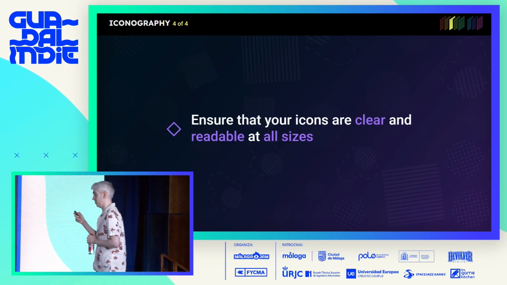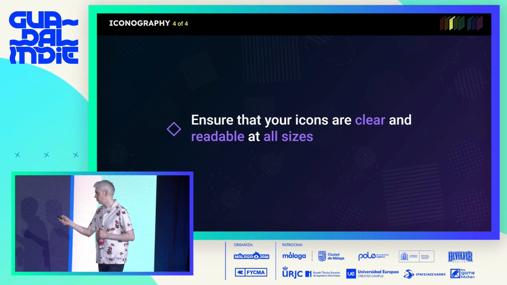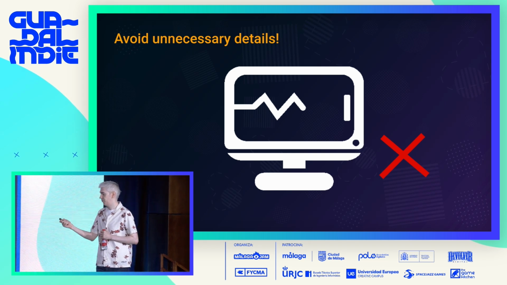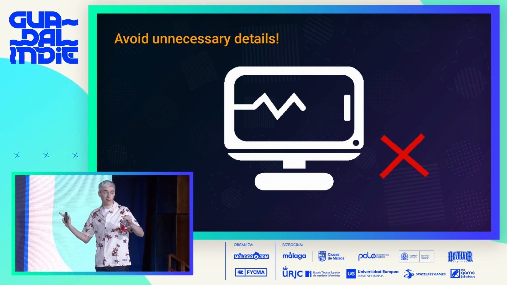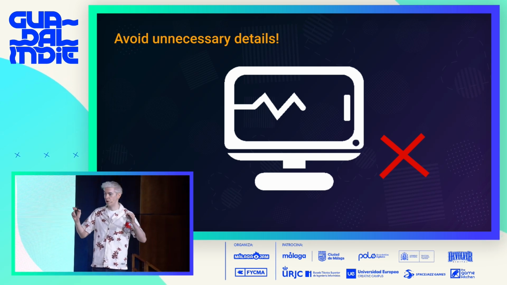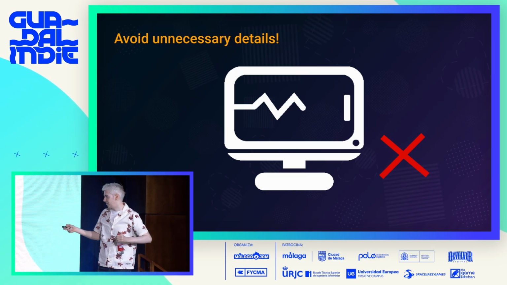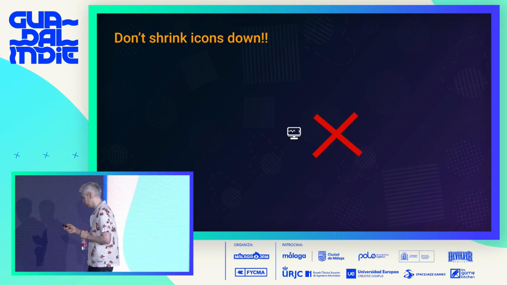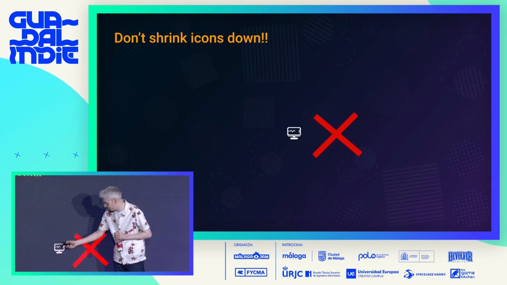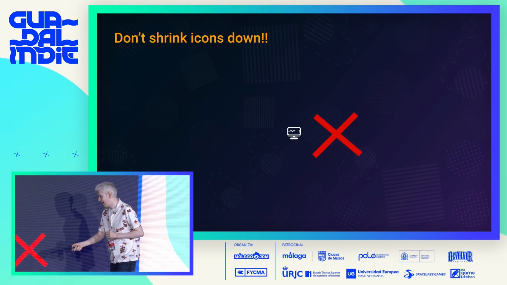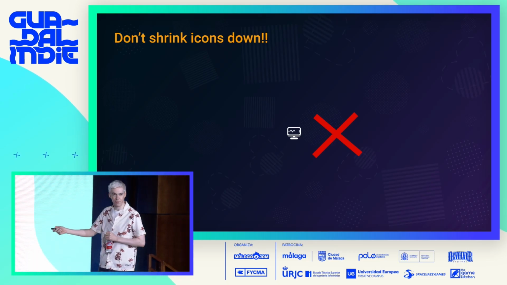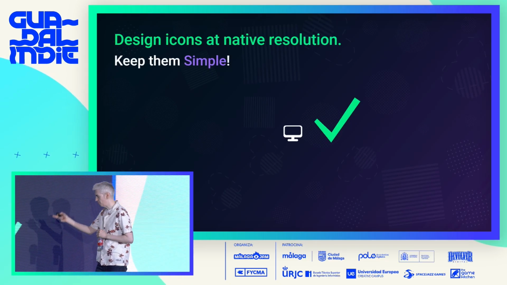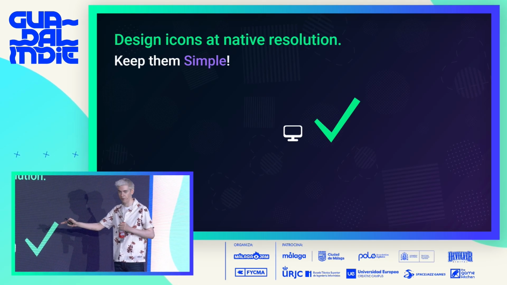And the fourth one, another thing that a lot of people get wrong: ensure that your icons are clear and readable at all sizes. So avoid unnecessary details. A big mistake that a lot of people make is they design their icons really big and they shrink them down. Don't do that. Please don't do that, because you end up with all of this unnecessary noise, like all of this detail here. At a distance, you can't really read that very well, but if you were to just simplify it, get rid of all the extra stuff, and just make sure that it reads simple at small size.